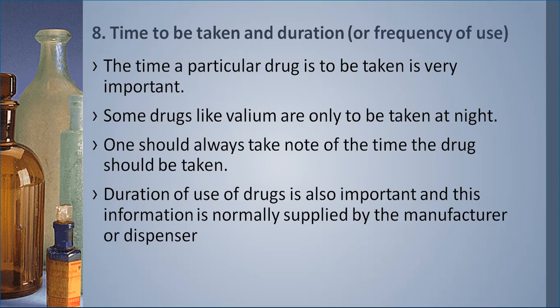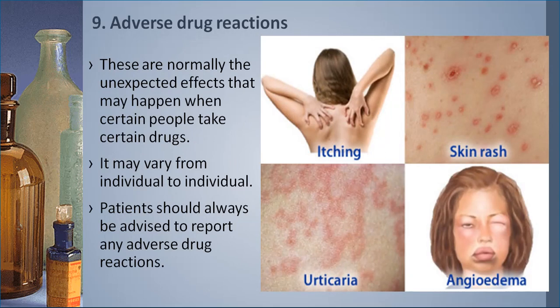All right. The next one is duration of use of drugs. Some drugs, as I've said earlier, like anti-malarial medicines, Lonart, Coartem, we all know you take it for 3 days. Some antibiotics are taken for 5 days, some are taken for 7 days. So the duration of use of drugs is also important, and this information is normally supplied by the manufacturer, or if you are serving a prescription, the prescriber will always indicate the duration that the patient should take the medication.